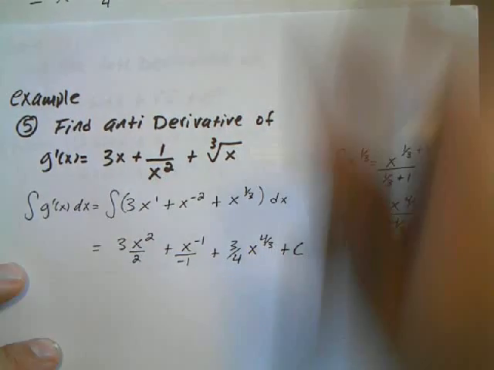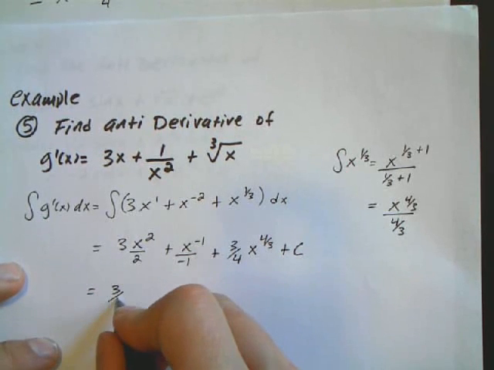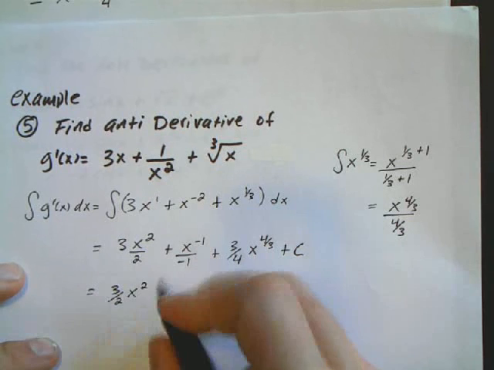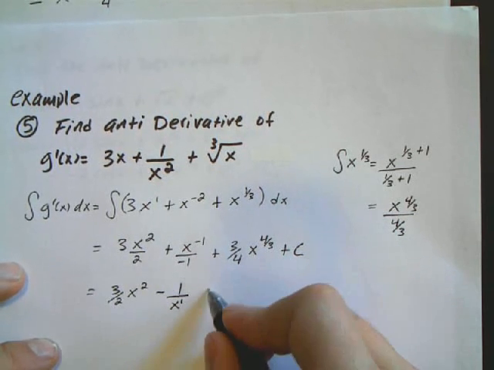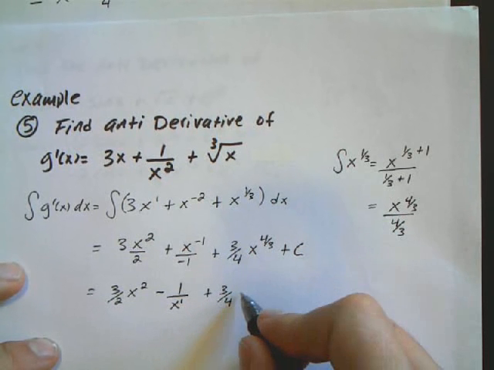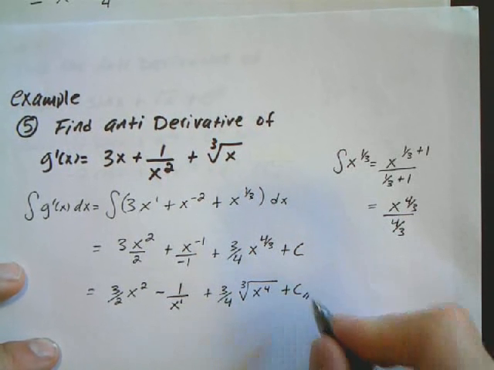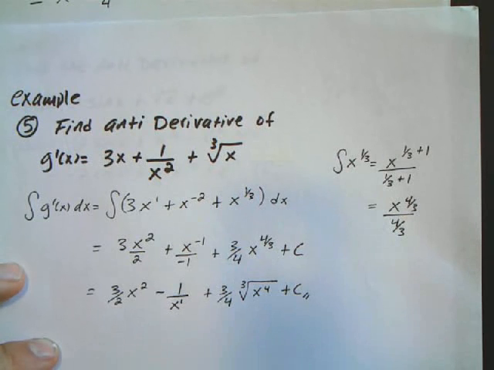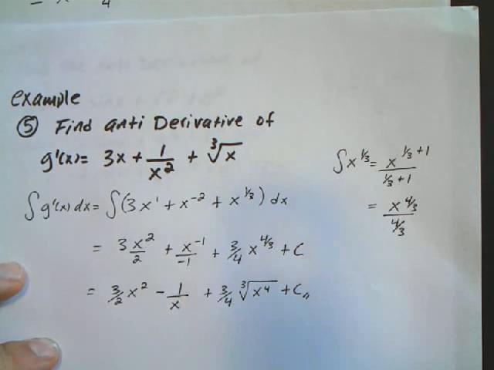And you want to end up kind of how your problem started, so it's going to be 3 over 2x squared. This now becomes negative 1 over x to the 1 on the bottom. This becomes 3 over 4 the cube root of x to the 4th plus c. And that's your answer. Now you don't have to really write this x to the 1 on the bottom. You can just put it as negative 1 over x. And that's it for this example. And that's it for this video.